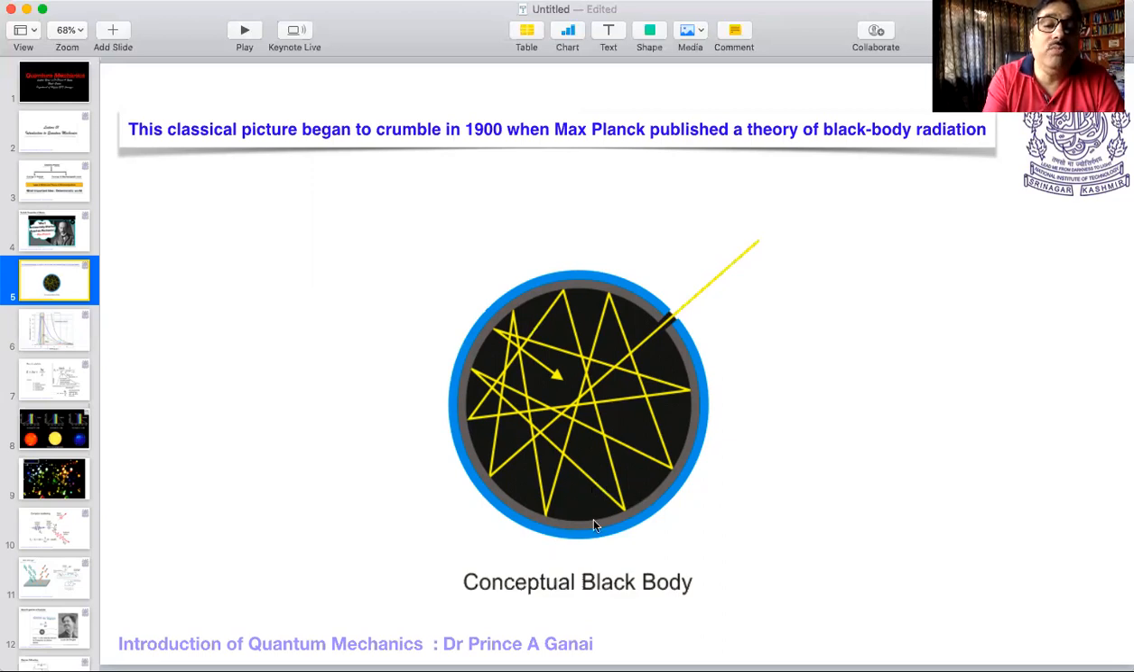Now, if I assume this black body and keep it at a high temperature, then instead of absorbing radiation, it will give out radiation from this pinhole. The radiation emitted by this body is technically called black body radiation. So what is black body radiation? It is the radiation emitted by a perfectly black body.